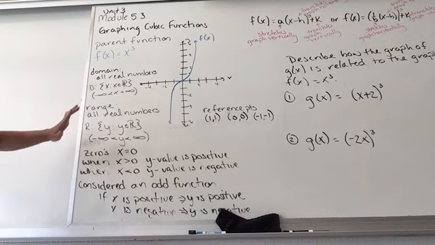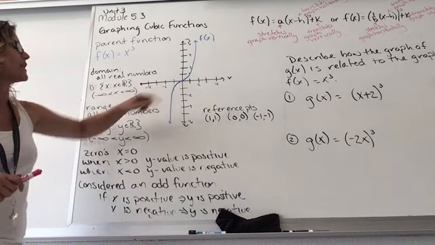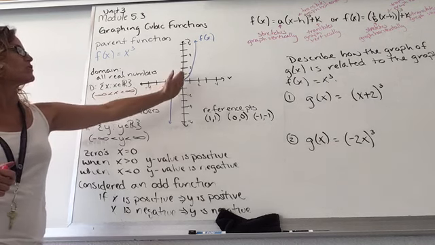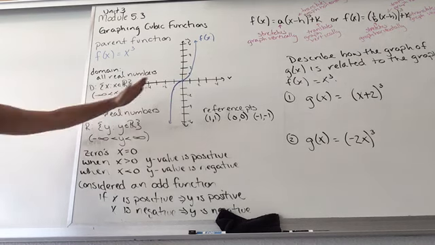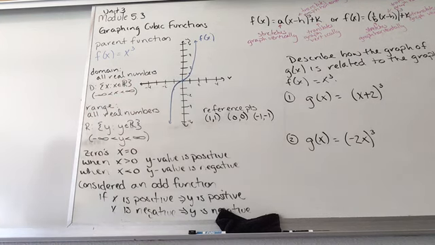The zeros. Zeros means where does it cross the x-axis? So in this case, for a parent function, it has (0, 0). Only one place it crosses the x-axis, at 0. When the x values are greater than 0, so we're looking at the positive x, the y values are positive. And when the x values are less than 0, the y values are negative. Okay, this is considered an odd function.